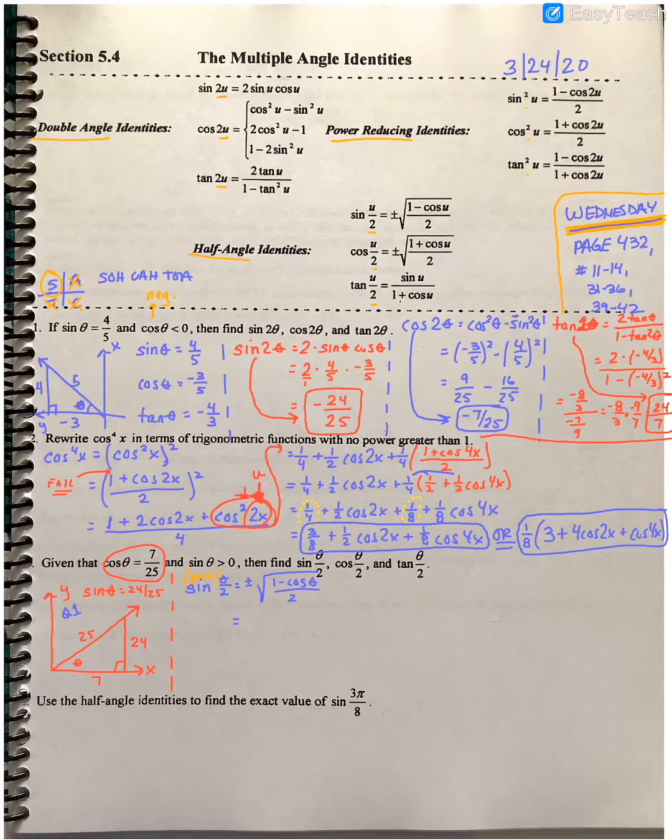So you can go ahead at this point and drop off the plus or minus, and just realize that in this particular problem, all my answers are going to have to be positive. If we were in another quadrant, we would have to pay attention to the signs in that quadrant. So this is going to be the positive square root of 1 minus cosine theta, which is 7/25, all over 2. And that's all under the square root there.